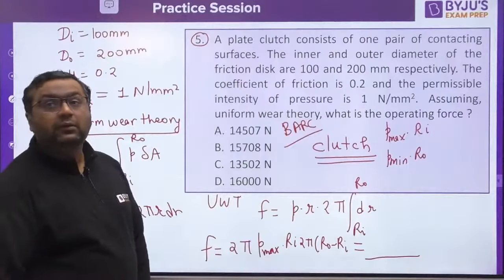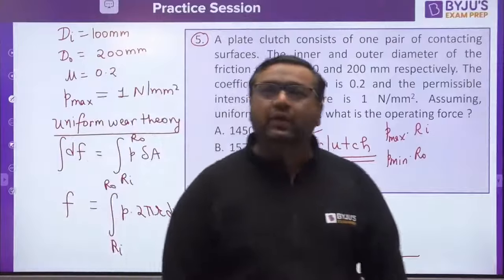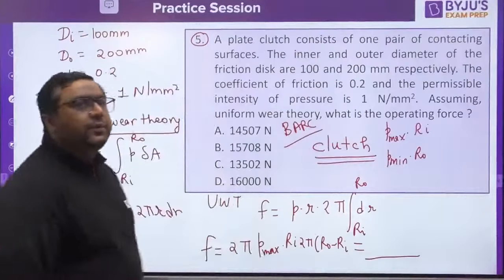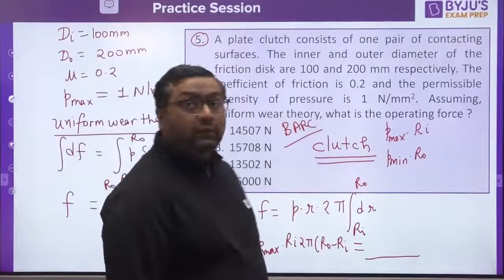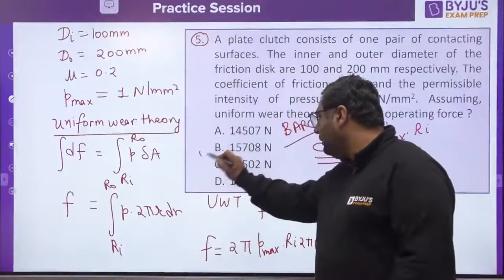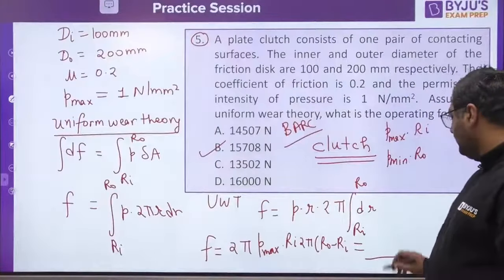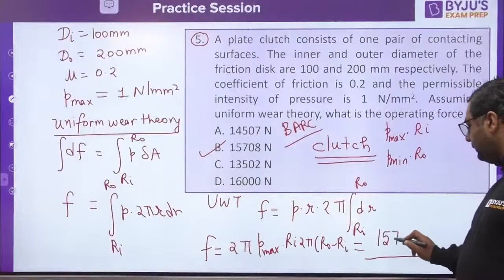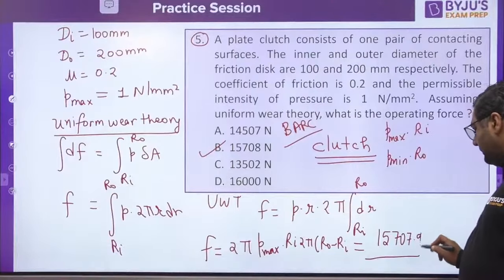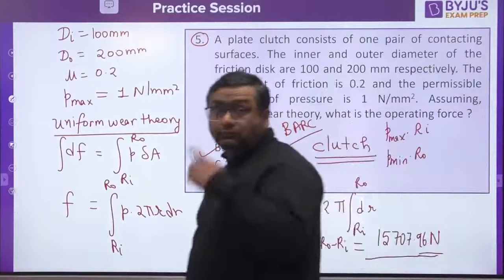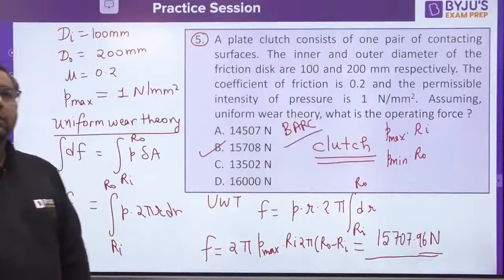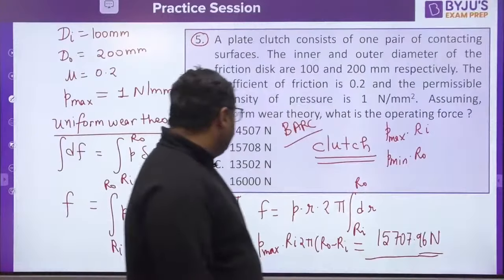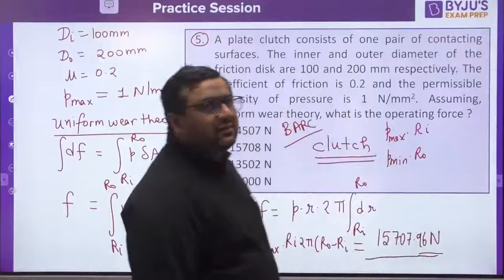Yes. Very good. What about others? So the answer would be B. Surely B. So the answer is 15707.96 Newton. Yes guys, very good. Wonderful guys, wonderful. B would be the right answer for this. Okay.